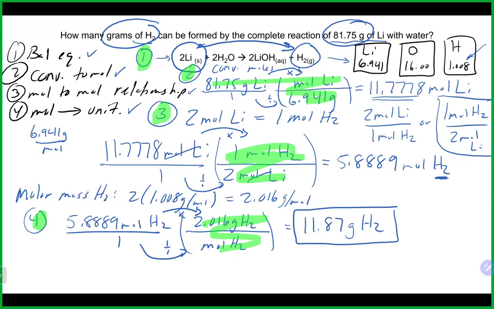Any questions on that? What does this number really mean? This number really means that if you did this reaction and you tossed in there 81.75 grams of lithium, everything went perfect. Rarely does, but ideally everything went perfect. You would get 11.87 grams of H2 produced as a result of this reaction. That is why it is also sometimes called the theoretical yield. And that is basically your maximum amount of product that you would make in this reaction. Again, if everything went perfect, no side reactions, you didn't spill anything along the way, that is how much product you should get out. Any questions on any of those steps there?